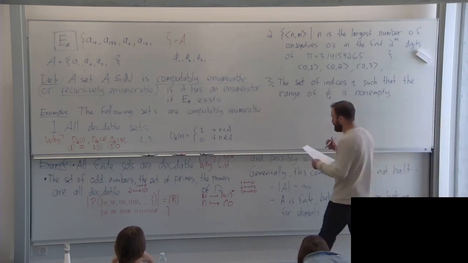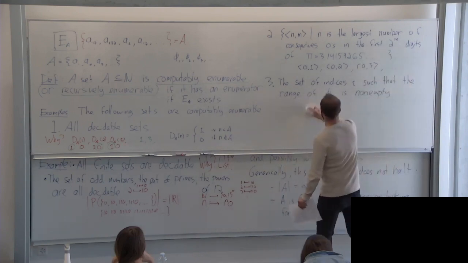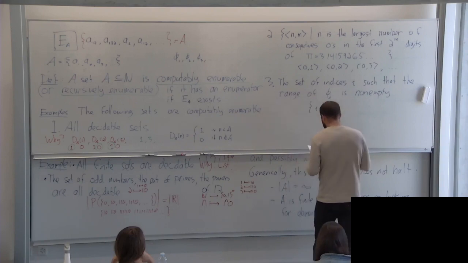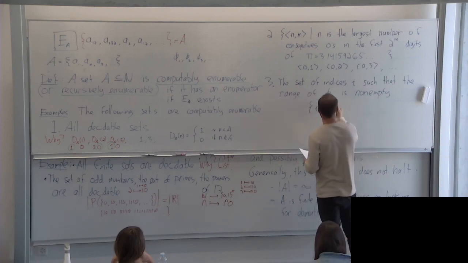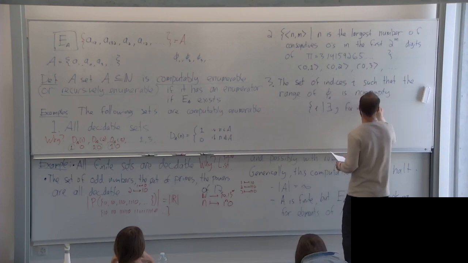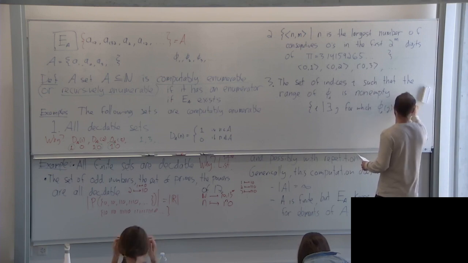Another way to write that set is this one here, for those who prefer this notation: the set of i such that there exists a j for which phi i of j halts.